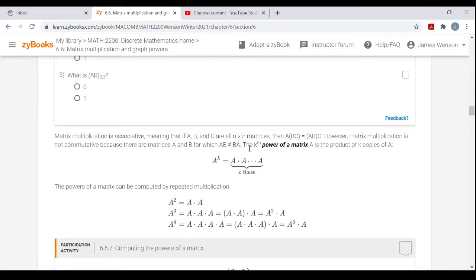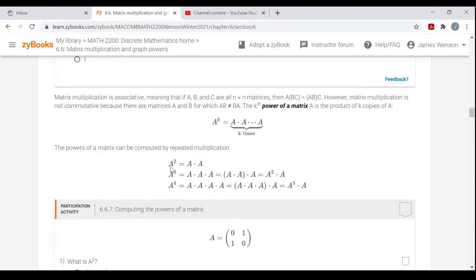All right, so now we get into powers of a matrix. The kth power of a matrix is the product of k copies of that matrix. So A squared would be A times A, cubed would be A times A times A, but you can make that A squared times A. If you already know A squared, then just multiply by A again, you get A cubed, and if you know A cubed, you multiply by A again, you get A to the fourth, and so on.